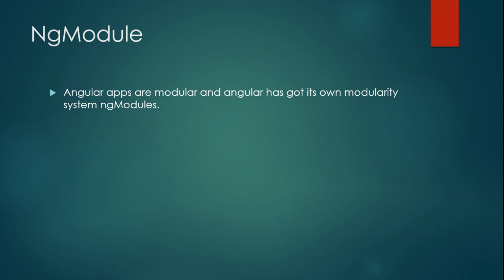Angular apps are modular, and Angular has its own modular system called NgModule. This NgModule collects the related code to make a functional module. That means NgModules are containers for cohesive blocks of code. Every app has at least one NgModule class, that is the root module. So every Angular application must have at least one NgModule, even if the application has one screen and one component.